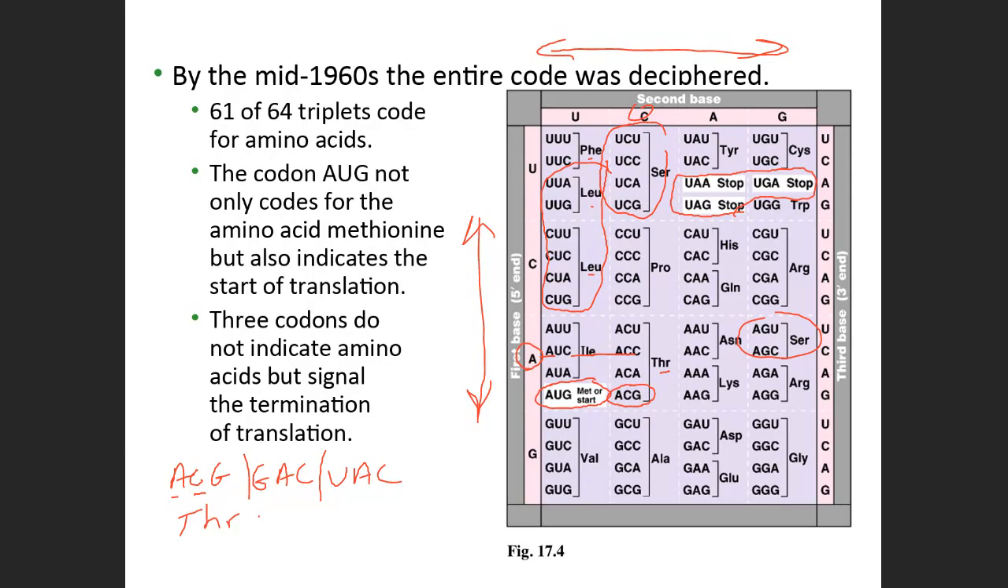You don't need to know what the amino acids are. It would be nice if you did, especially if you're going to take more biology courses, but you don't have to know them for this class. GAC, what does that code for? ASP, right? Aspartic acid. And UAC? I find U, A, and come down. UAC is tyrosine.